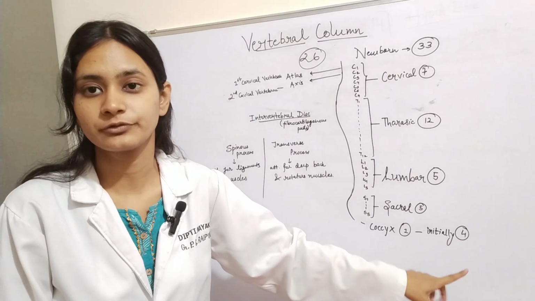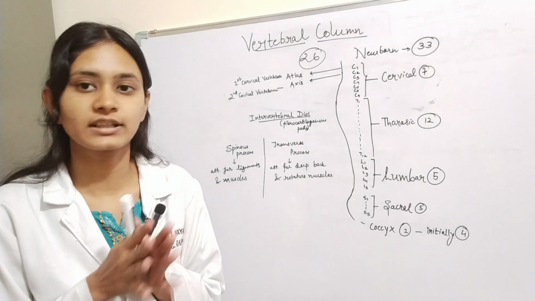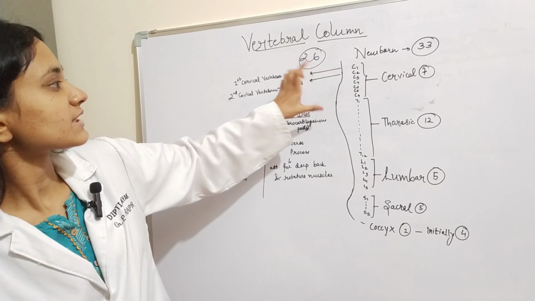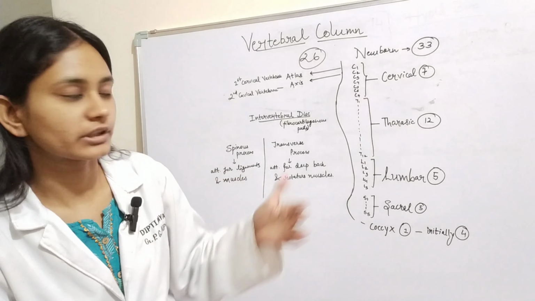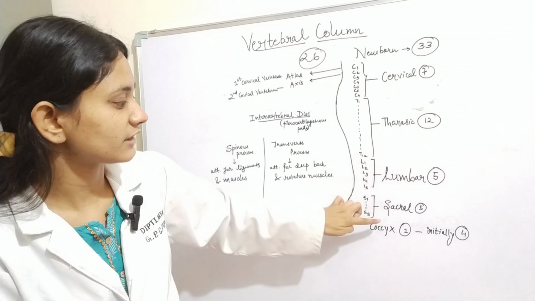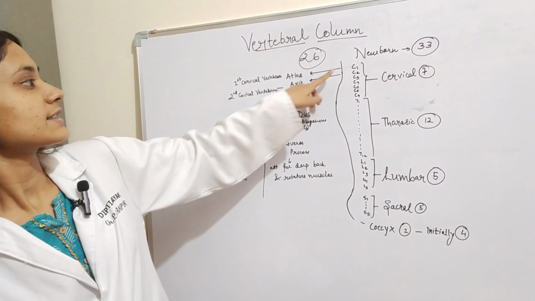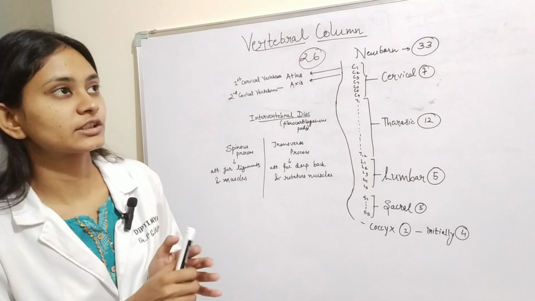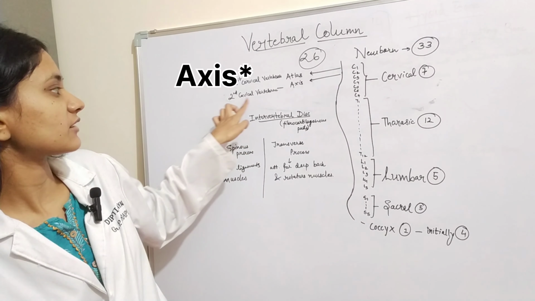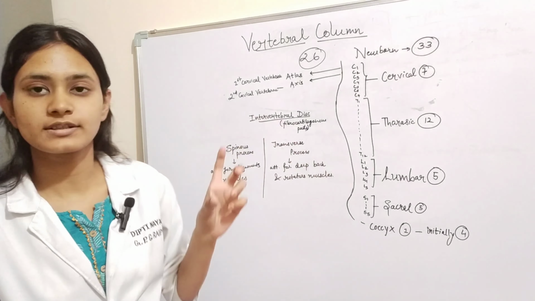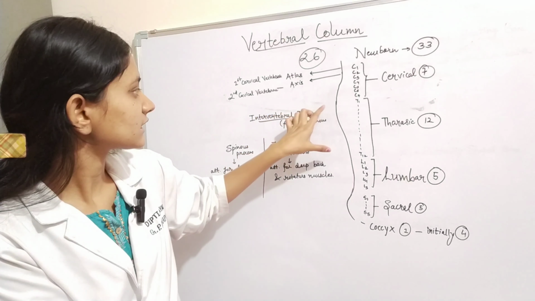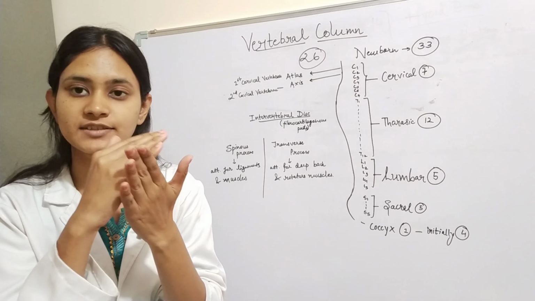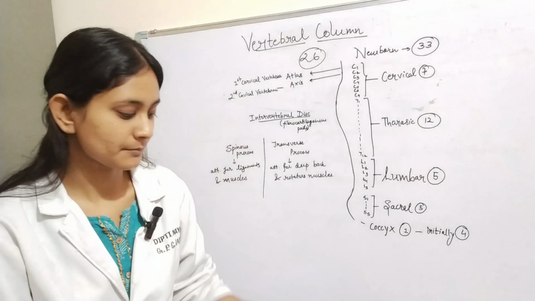Initially it used to be 4 in a newborn, and now it fuses in adults to form one single bone, that is the coccyx. Now cervical C7, which we usually denote as C7, T12, L5, S5 and C1. C1 is also known as atlas, the first cervical vertebra, and C2 is also known as axis, the second cervical vertebra. Now here are two concepts: intervertebral disc, which is a fibrocartilaginous pad present between two vertebrae.